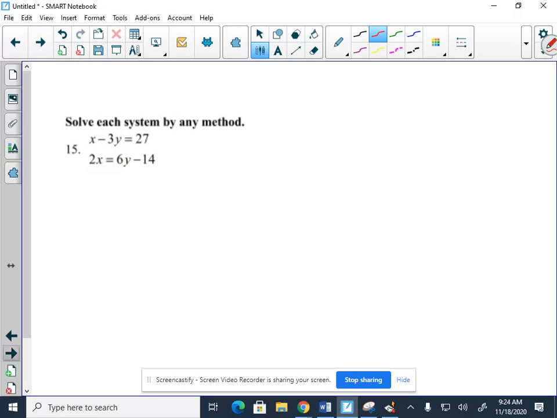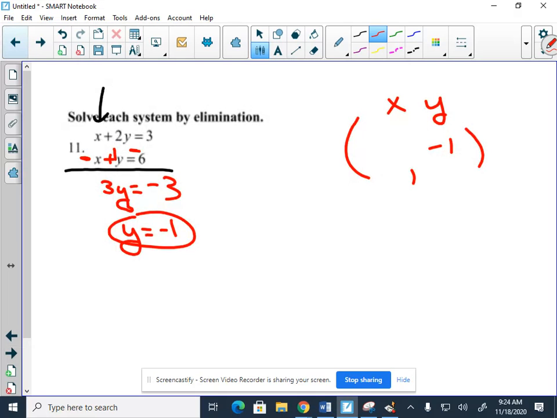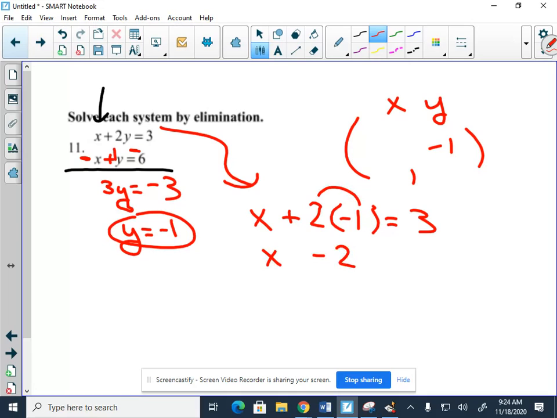So we're going to take that negative 1 and we're going to put it back in one of the equations. I'm going to put it in this one. x plus 2 times y equals 3. y was negative 1. So x minus 2, because 2 times negative 1 is negative 2, equals 3. If I add 2 to each side, what do I get? x is what? Add 2. If I add 2 to each side, what do I get? x is what? 5. Thank you.